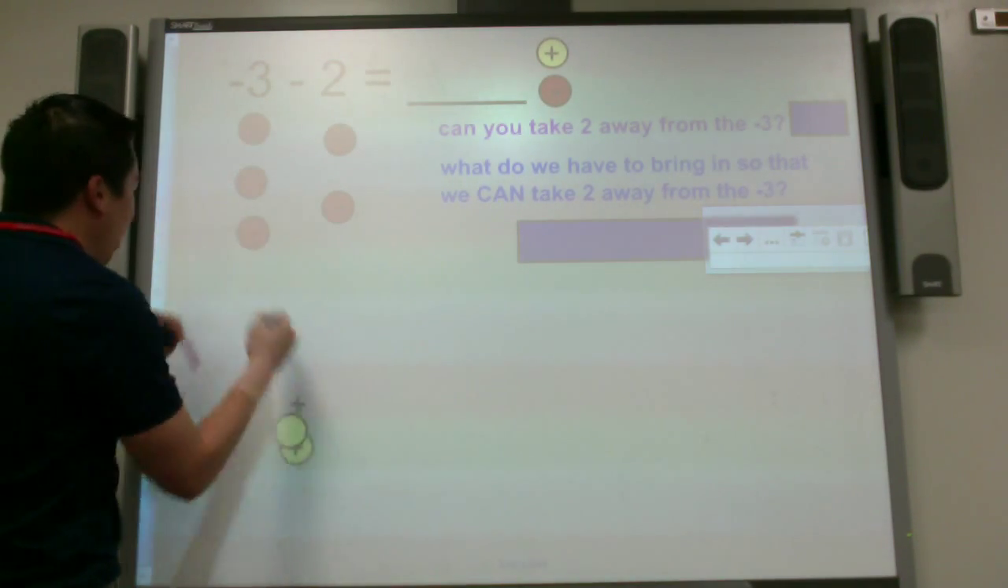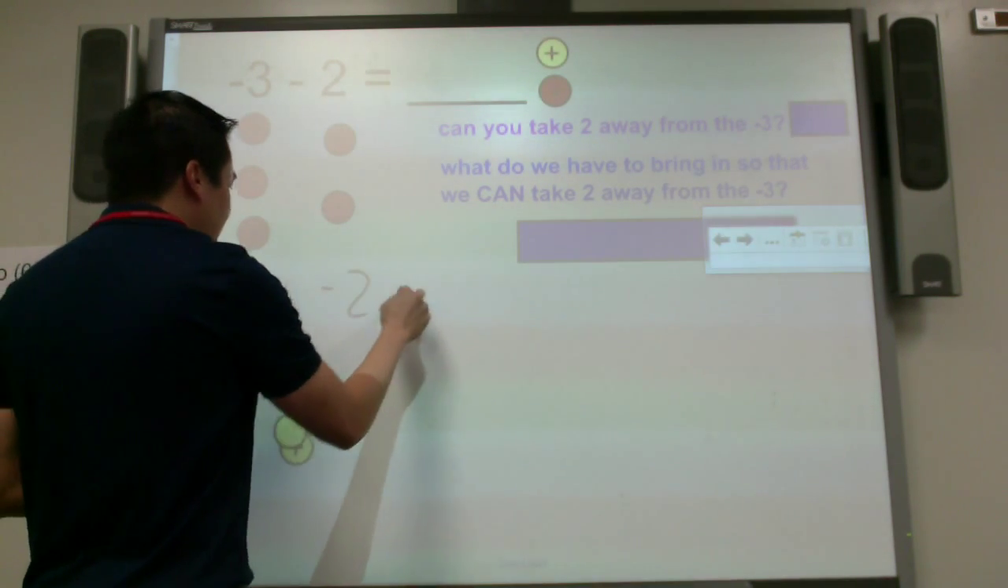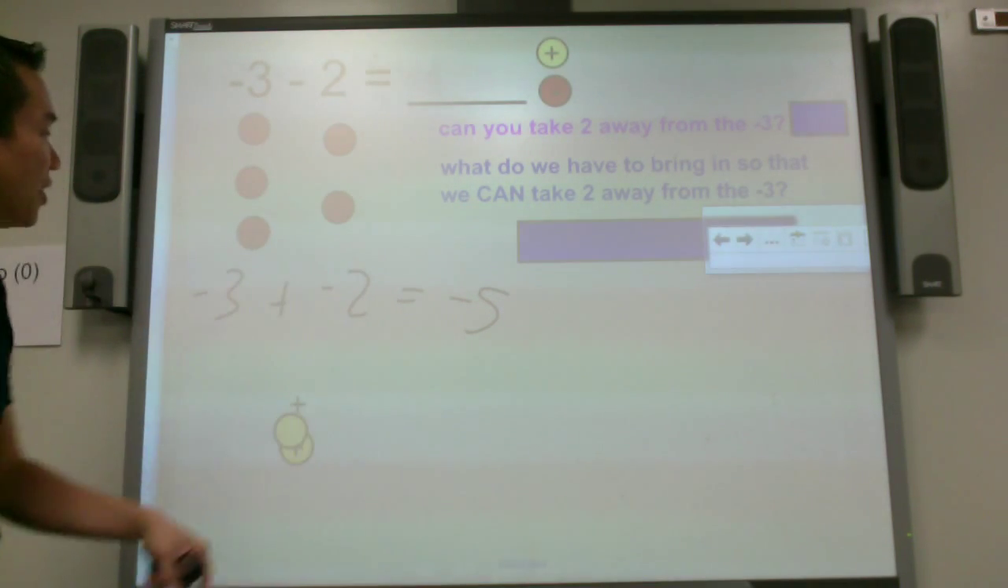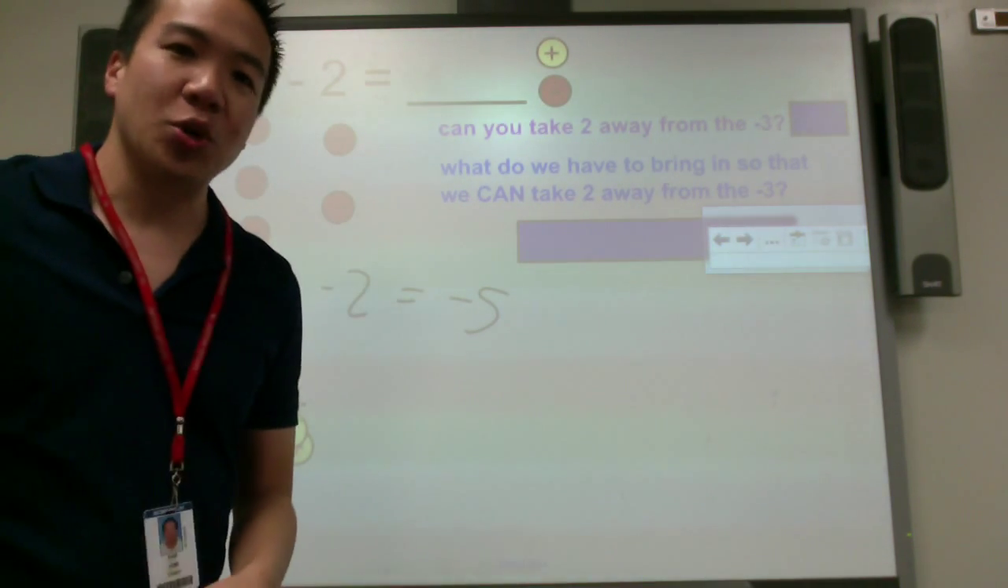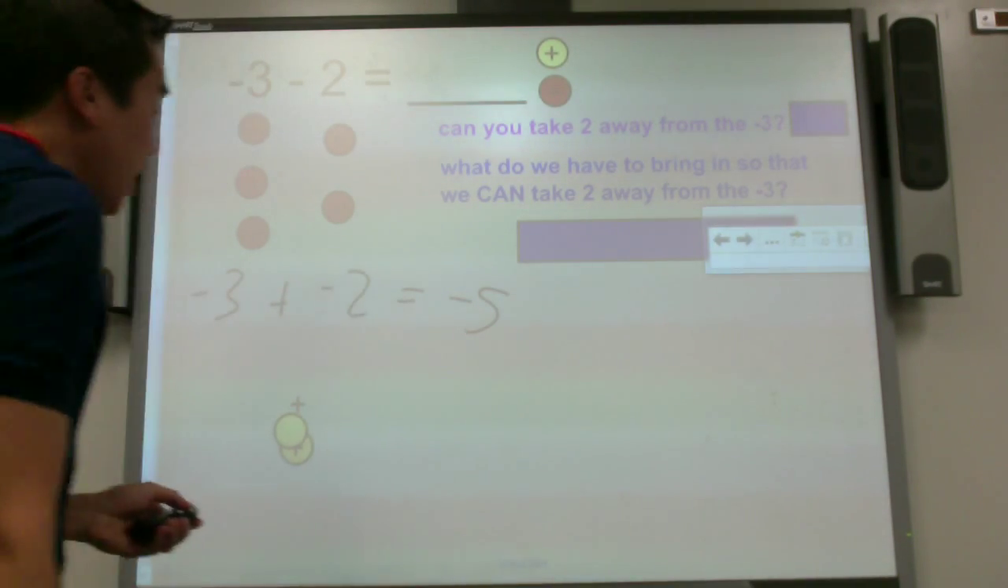So let's see. We started off with 3 negatives. Then we came up with 2 negatives. The answer is negative 5. 1, 2, 3, 4, 5. So negative 3 minus 2 is equivalent to negative 3 plus negative 2 equals negative 5.